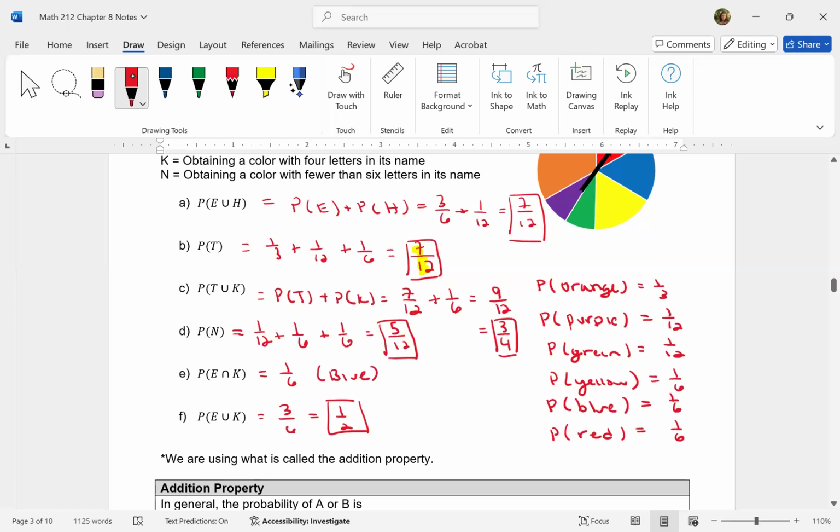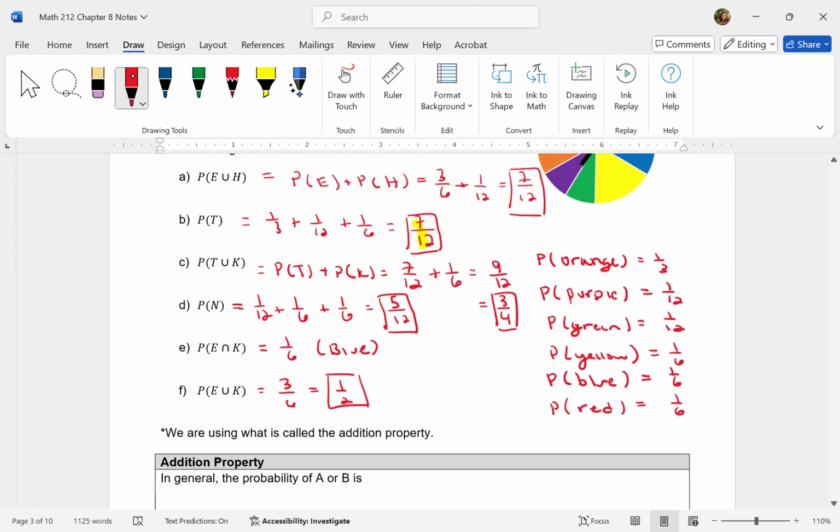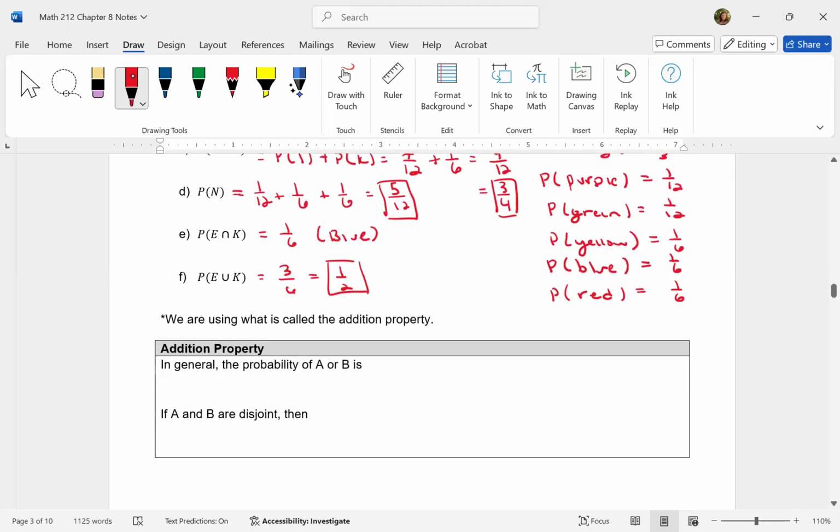So we're using what's called the addition property, which makes sense since we're adding. All right. In general, the addition property of A or B is the probability of A union B equals the probability of A plus the probability of B minus the probability of what they have in common. If we happen to know up front that A and B are disjoint, meaning they have nothing in common, it ends up just being adding the two probabilities together.